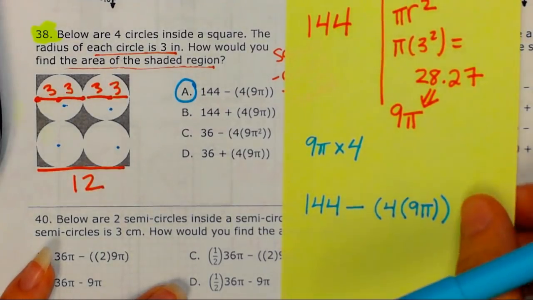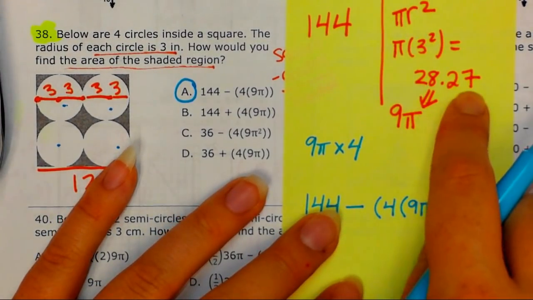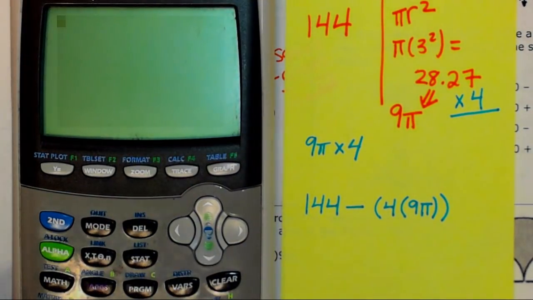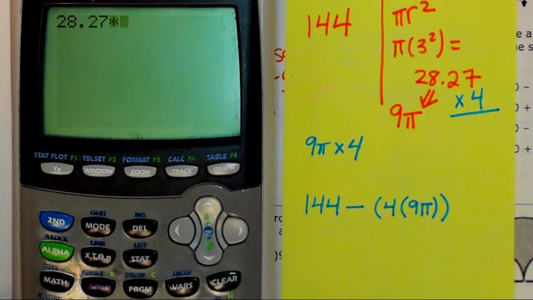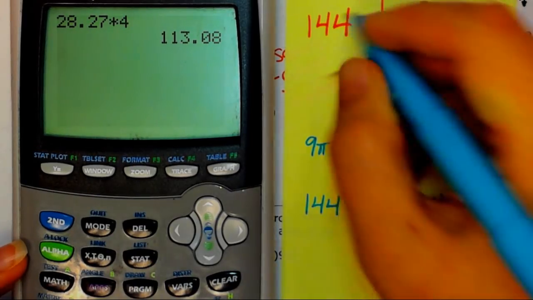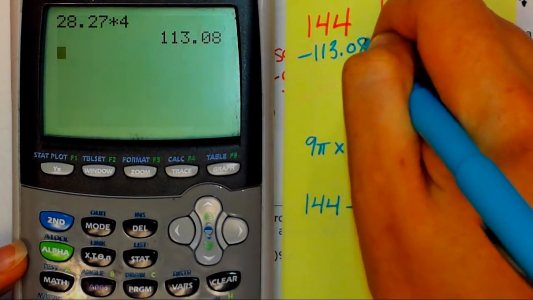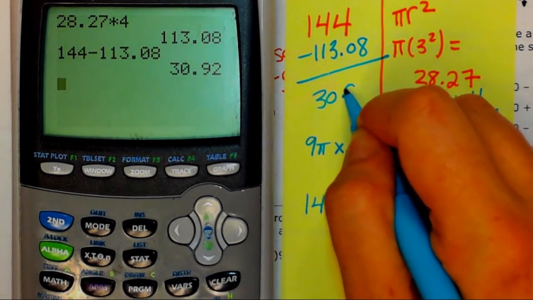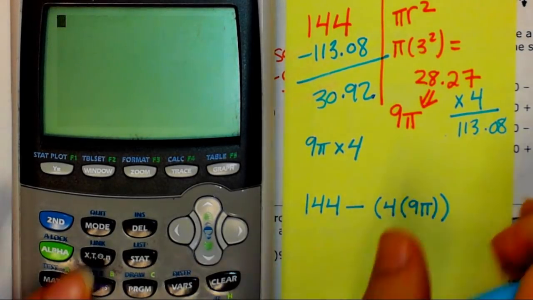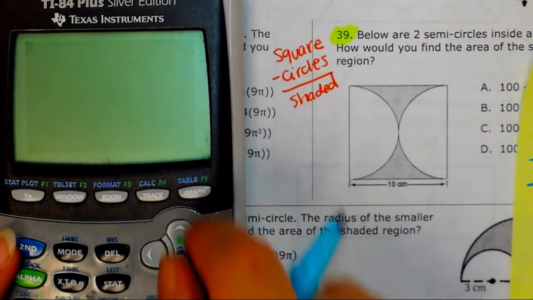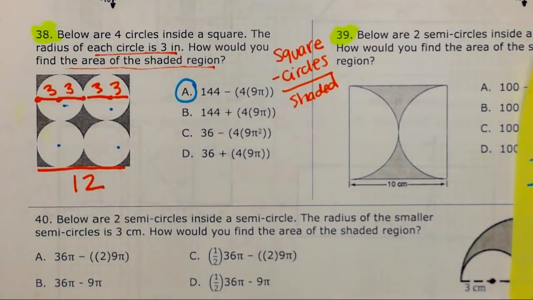Okay. Now, of course, like we said before, if you don't like that, then just solve it like a normal problem. Okay, so maybe I got this 28.27. I know I've got to multiply that by 4 because I've got 4 circles. Okay, then I know that I need to subtract 144 minus that. Okay, so I know my answer should be about 30.92. Just go to your answer choices, type it into the calculator, and you'll get those decimal answers, and then you can pick whichever one matches yours. Okay.